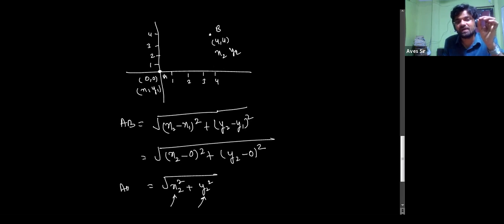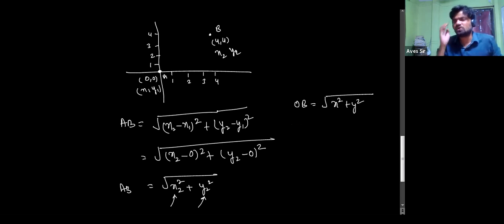If you need to calculate the distance from the origin to any point having some coordinates like x1 and y1, we can consider that OB, because the origin is generally considered as O, will be equivalent to under root of the x coordinate square plus y coordinate square of that point. So this is a simple formula.